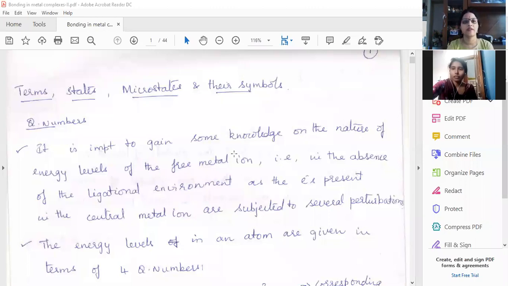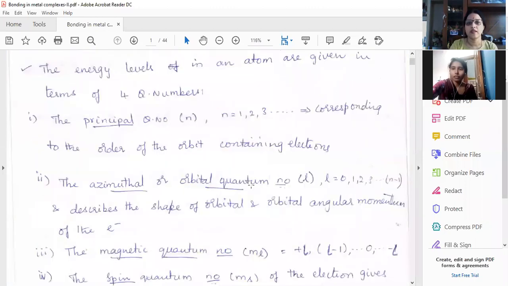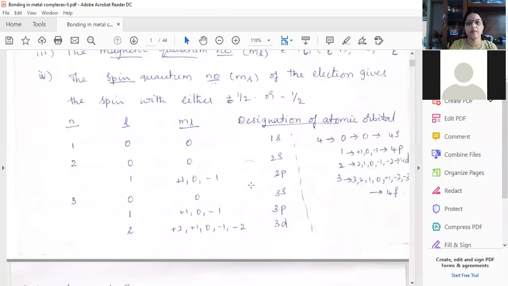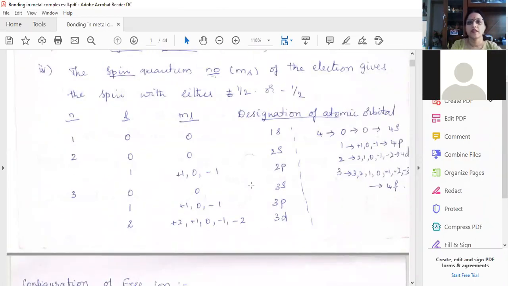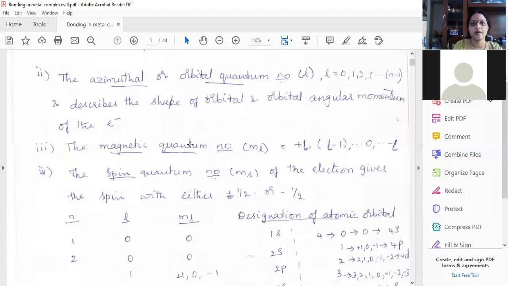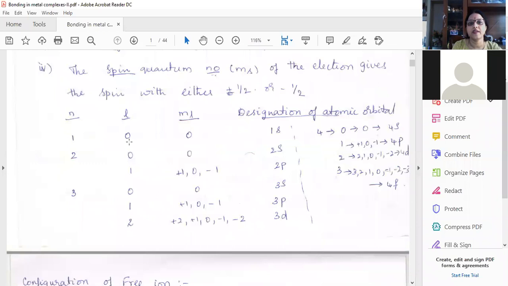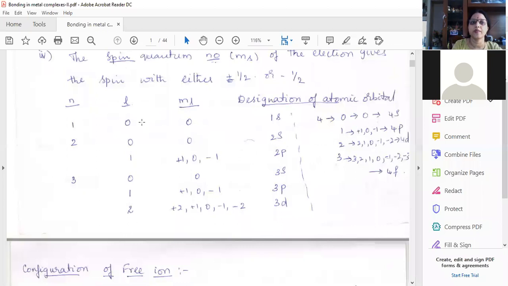So when we started this chapter, bonding, in the first class I spoke about the quantum numbers. If you remember, we were talking about the quantum numbers. We know that there are 4 quantum numbers: principal quantum number, magnetic quantum number, azimuthal quantum number, and spin quantum number. And we did an exercise with the values of n, l, ml, and the designation of the orbital depending upon the value of n, l, and ml.